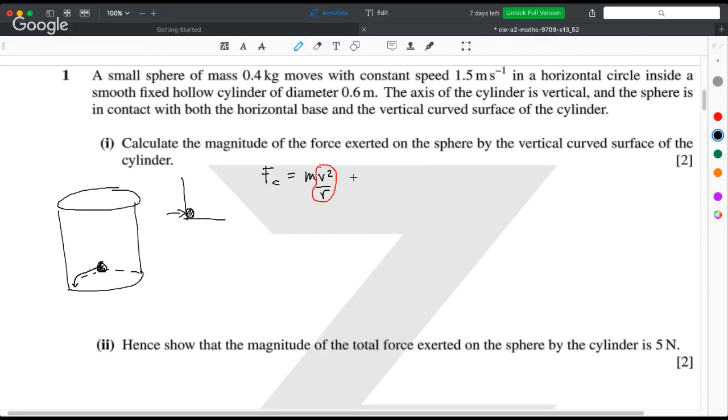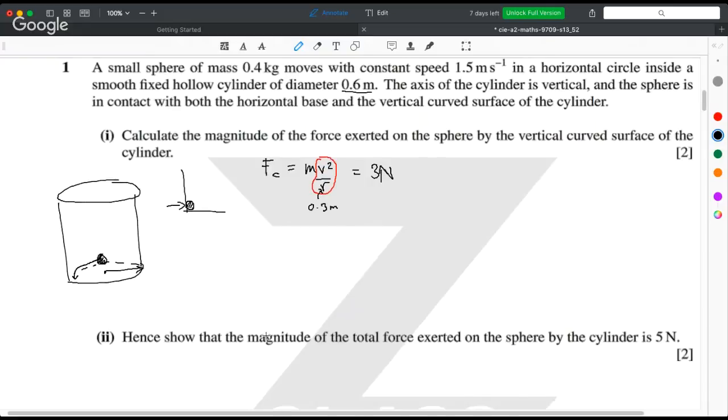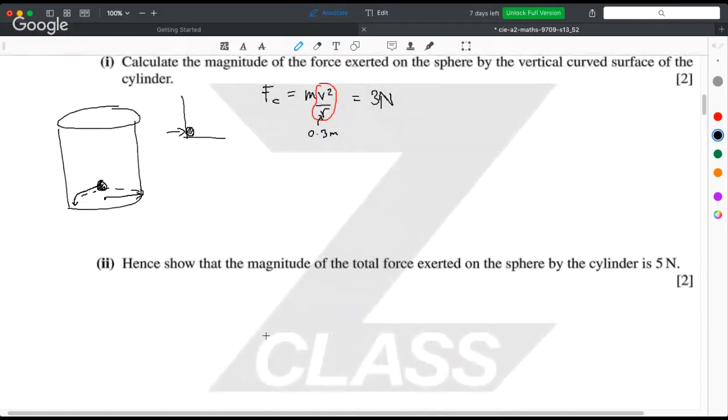And if we plug all of this in, we have the mass, we have the velocity, and we have the radius of the cylinder. Remember that the radius is half of this, so the radius is 0.3 meters. And if we plug this into our calculator, we'll get the answer of 3 newtons. So this was just considering the sort of vertical component of the force. And then the next one asks for the total force.